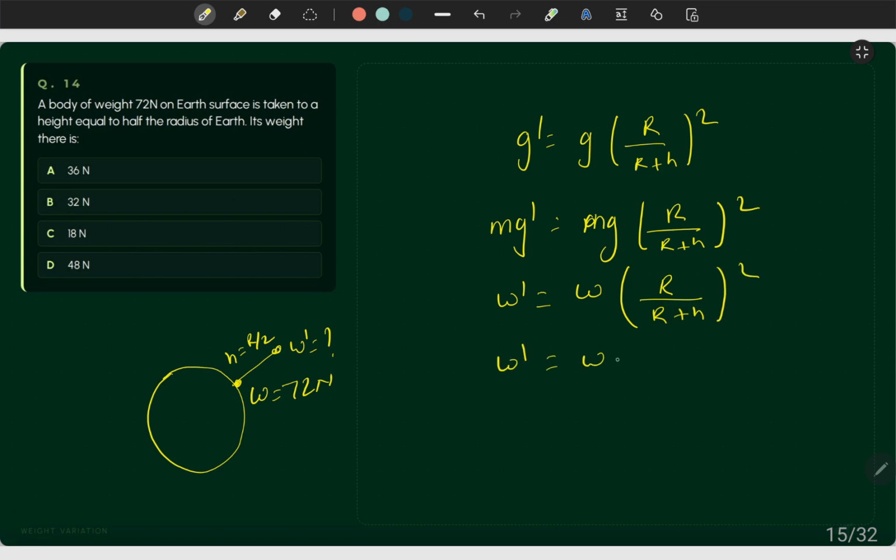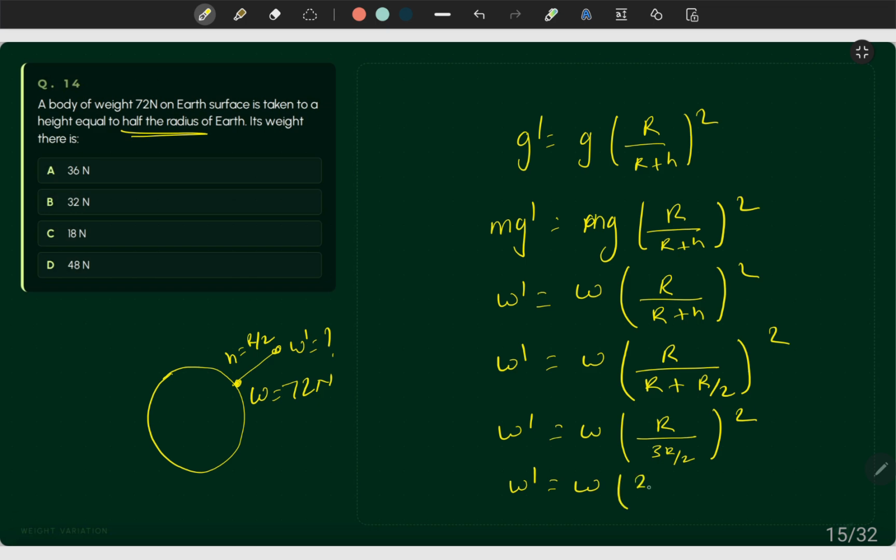Now putting the value of height h as R by 2, half the radius of the Earth, and solving, we get (R by 3R by 2) square, or (2 by 3) square. So 72 into 4 by 9, which gives 32 Newton. So the correct answer is B.